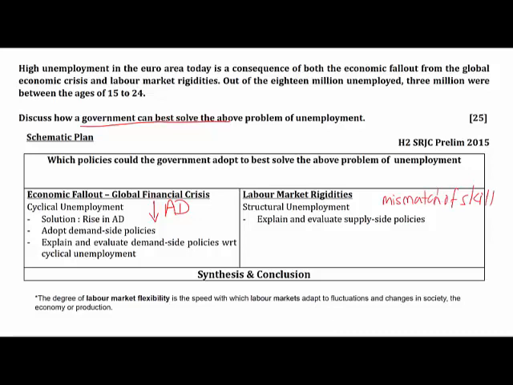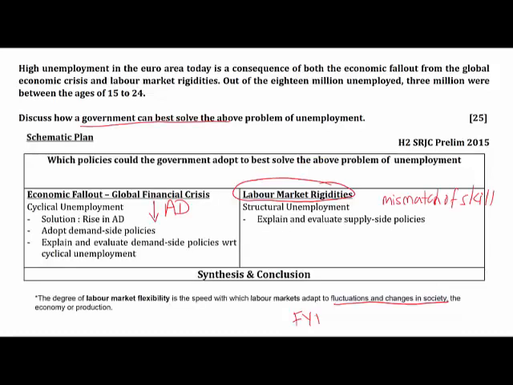In case you are wondering what this labor market rigidity is, basically it is how flexible or how rigid the labor market is. It looks at the speed with which your labor market adapts to fluctuations and changes in society. So it could be economic changes, such as restructuring of the economy. How fast or how slow your economy reacts. If it reacts slowly, then of course the labor market is seen to be rigid. But if the labor market is able to react very quickly, we call it flexible. So just FYI, this portion here.